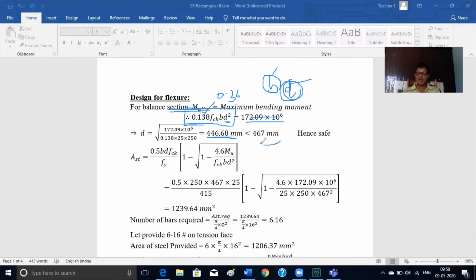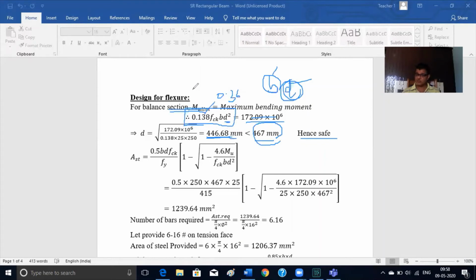What we have provided? We have provided 467. So requirement is 446, provided 467. So the section is safe. If here this value comes 500, 475, 480, then you have to revise the section. You have to increase your depth and then redesign the section. So that is the design we are doing.